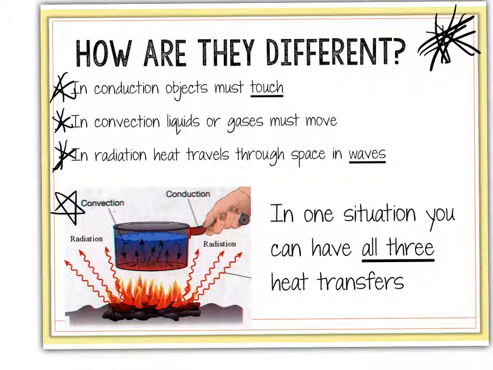Okay? If you look at this picture here, you will see that just like we've seen in the textbook example, in this one situation, you can have all three heat transfers. You've got conduction in the person holding the pot. You have convection, the currents are going on inside of the pot. And then radiation is the heat coming out of the fire.